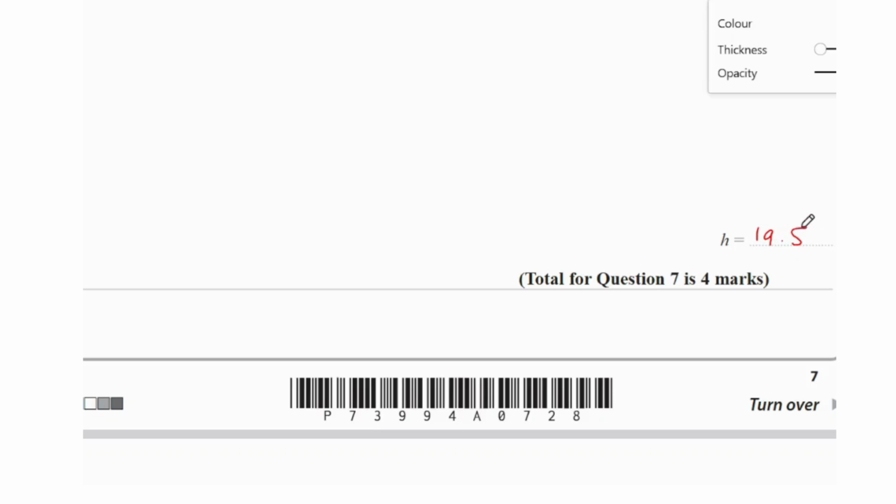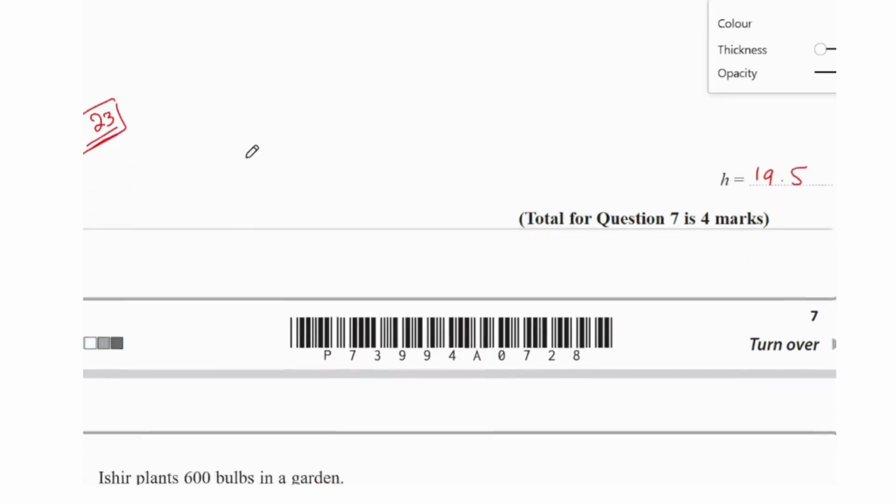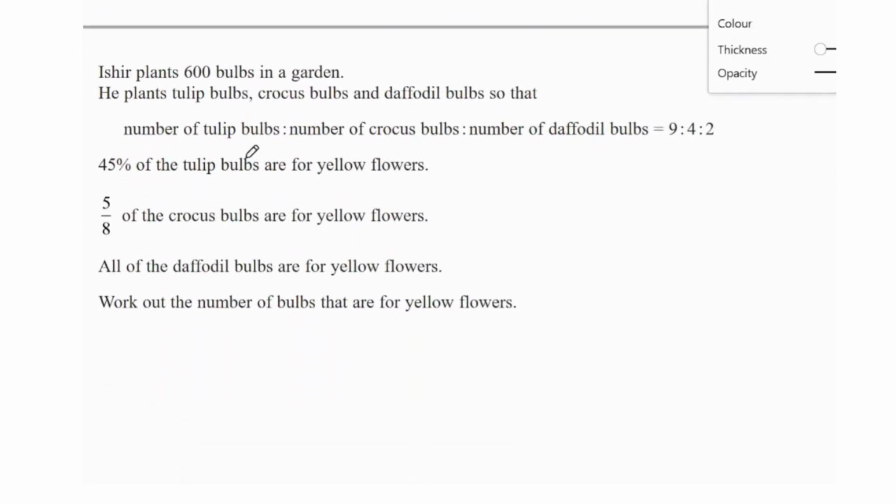If you do question number 7 up to here, you can easily achieve 23 marks. So 23 marks means you are nearly done with grade 4 up to here. Let's see number 8. Number 8 says, a teacher plants 600 bulbs in a garden.